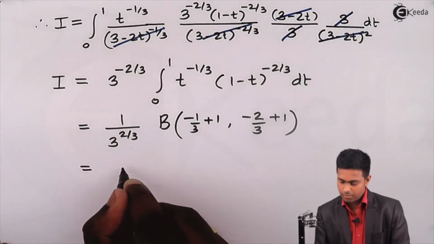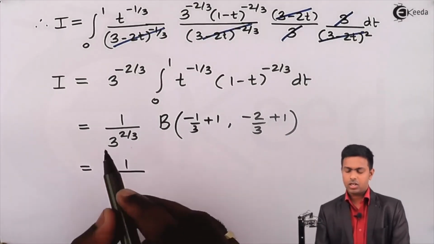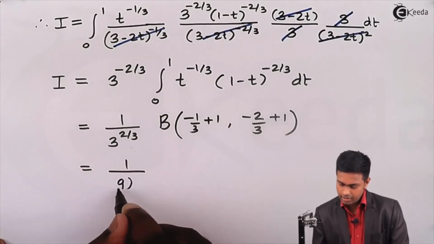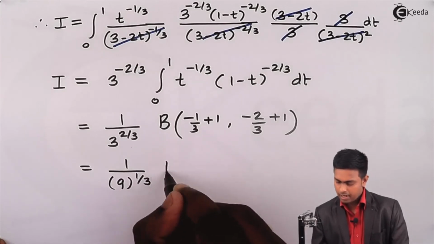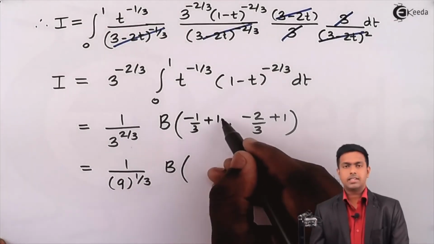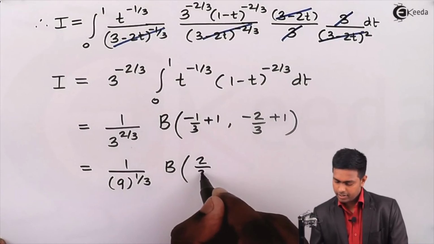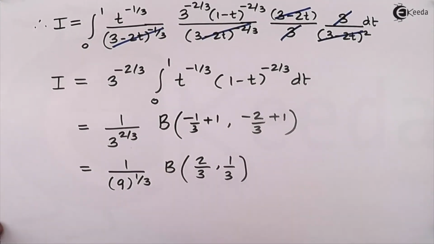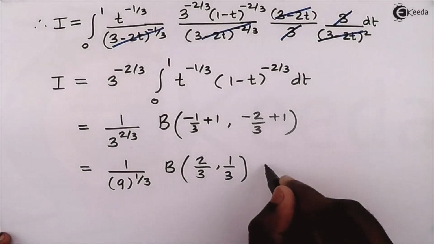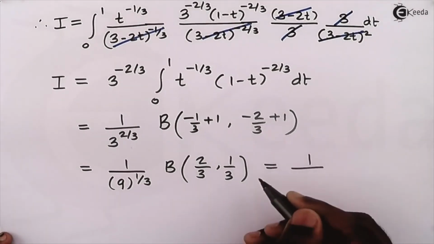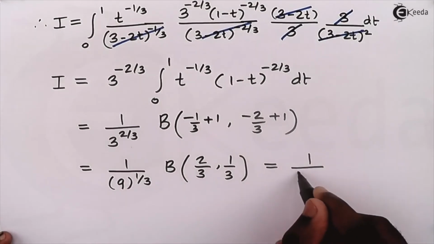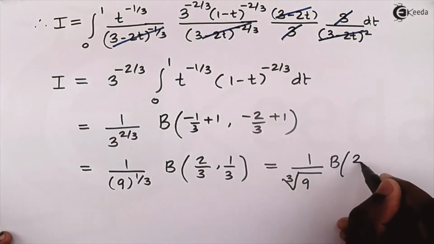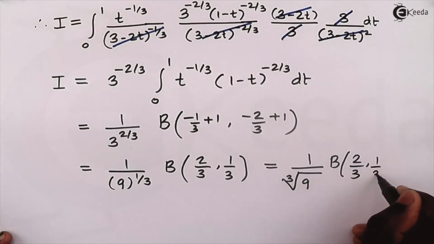So this will become 1 upon, now see here I can take 3 square as 9, so that will become 9 raised to 1 upon 3, and here we'll get beta, this is 2 by 3 and this will become 1 by 3. So guys, if we'll rewrite this term, then this is 1 upon, now 9 raised to 1 by 3 is nothing but cube root of 9 and beta 2 by 3 comma 1 by 3.